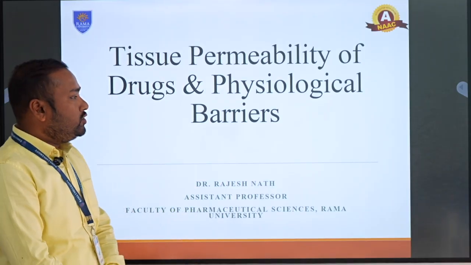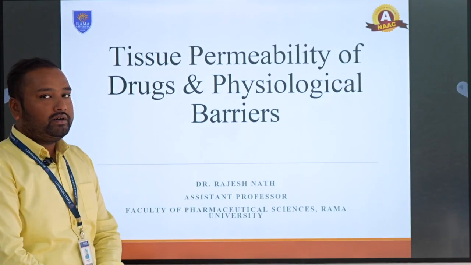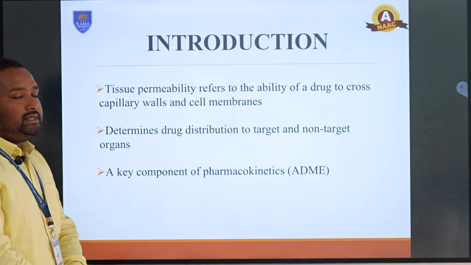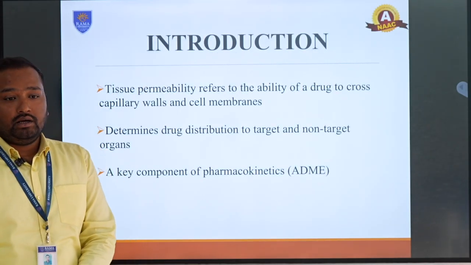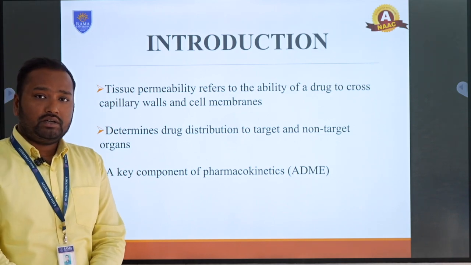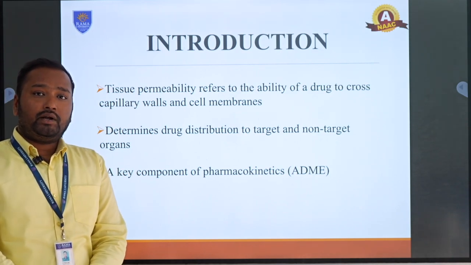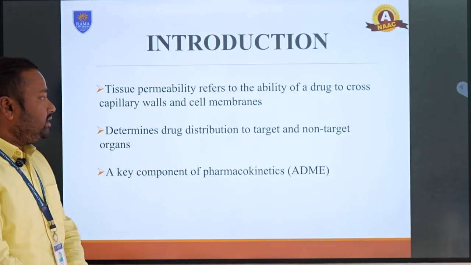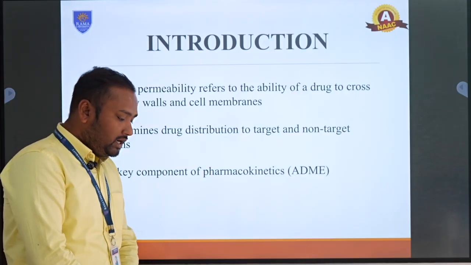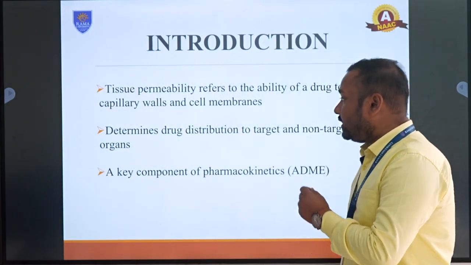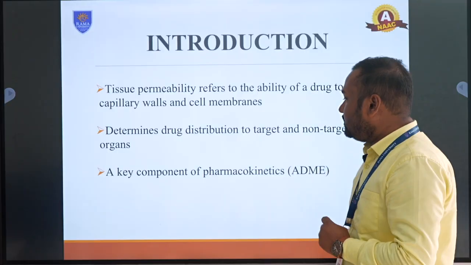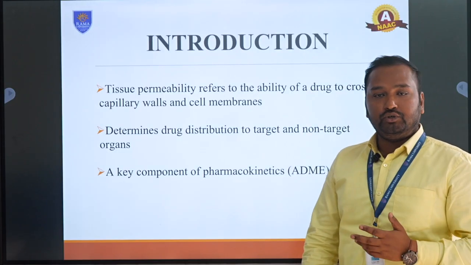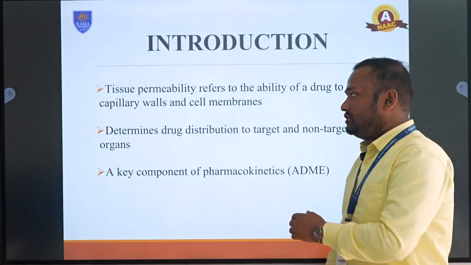Today, in this video lecture, we are going to discuss tissue permeability of drugs and various physiological barriers that are present in our body. Okay, so let's start with tissue permeability. What is tissue permeability? Basically, it is the permeation of drugs from our extracellular cells to our intercellular cells. It basically determines the distribution of drugs to target and non-target sites. There are lots of drugs that work on our target site, for example, the site of action. Then the key component will be our ADME, that is absorption, distribution, metabolism and excretion.